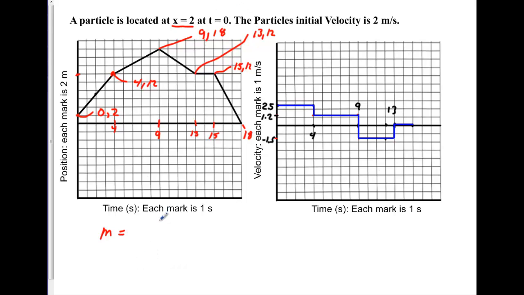Let's erase this one. Put the values back in. Again, you always take final position, which in this case is going to be 0 minus your 12, over the time interval of 18 minus 15, which is going to give me minus 12 over 3, which gives me minus 4.